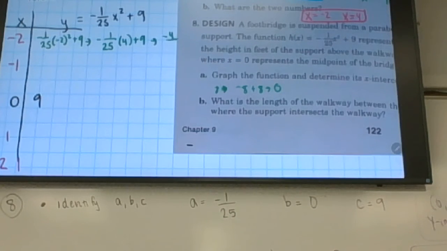So here's the math. It ends up being -4/25 plus 9. Let's go ahead and get a decimal for that. Why do we have negative 36 divided by 25? Negative 0.8.